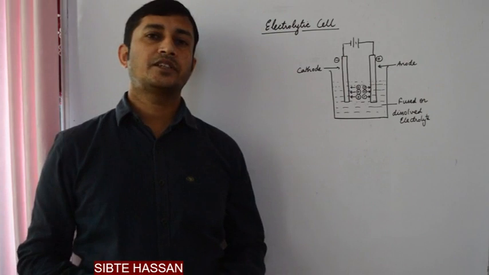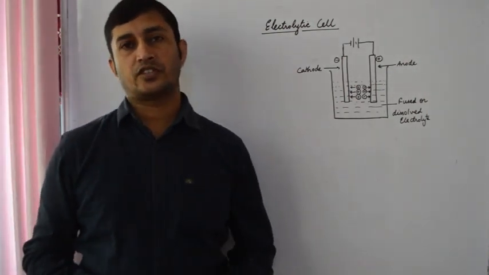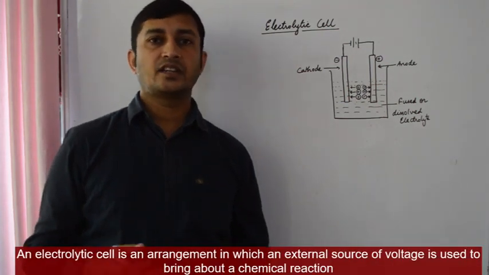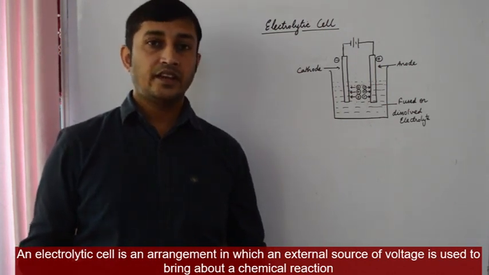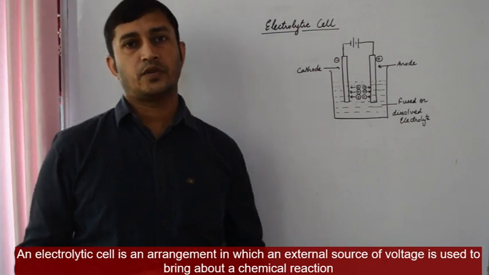In today's session, we are going to discuss the electrolytic cell and the process of electrolysis. An electrolytic cell is an arrangement in which an external source of voltage is used to bring about a chemical reaction. Since external electrical energy is used here, the reaction is non-spontaneous.